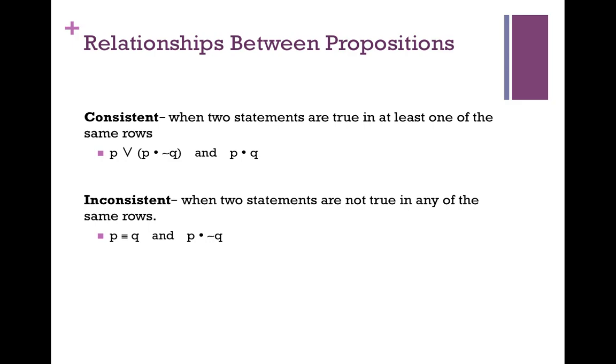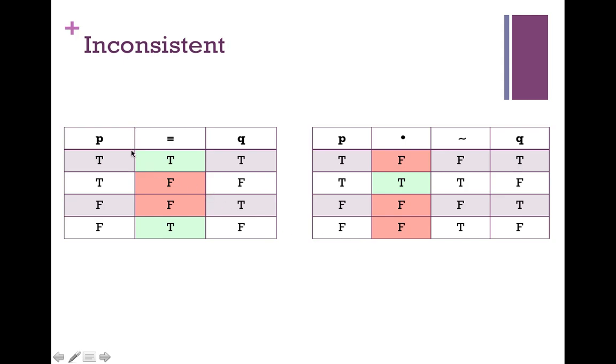Two propositions are inconsistent when they are not true in any of the same rows. So we're looking now at these two propositions right here: P if and only if Q and P and not Q. And we're going to construct truth tables for those, and I'm just going to go ahead and put them up. Here's our first proposition, P if and only if Q, and here's our second, P and not Q. I've gone ahead and filled these out, so hopefully you can just take my word for it. But I want you to look here.